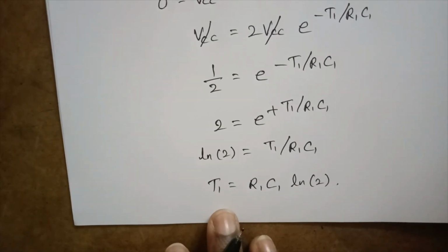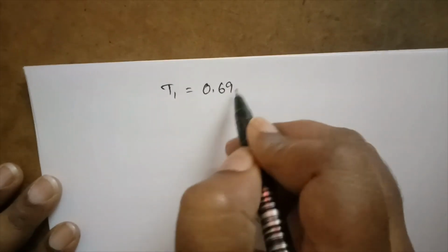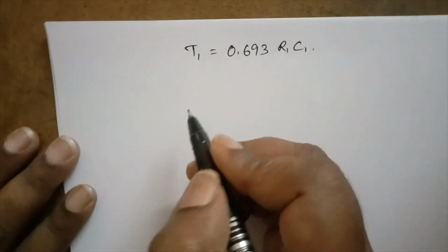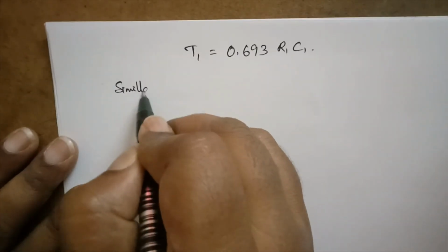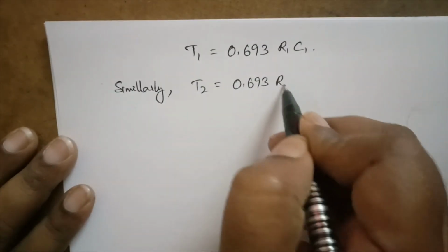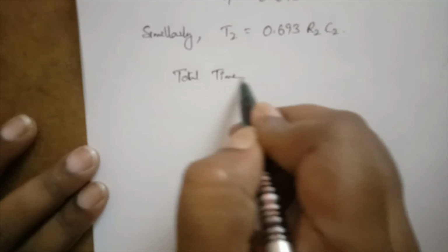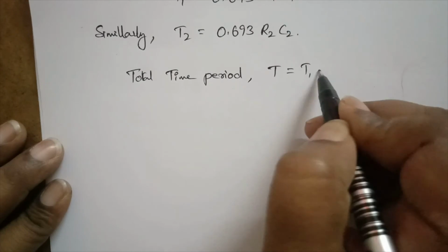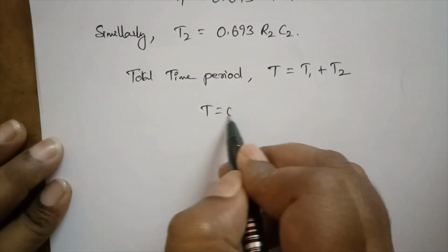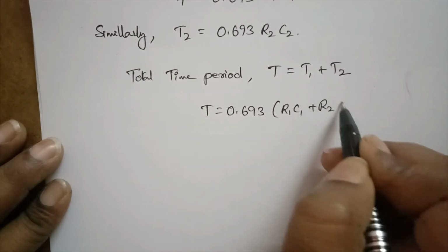Okay. Now what is this T1 value? The ln of 2 value is 0.693, so T1 is 0.693 R1 C1. Similarly, applying it for capacitor 2, we get T2 as 0.693 R2 C2. Now what is the total time period? The total time period of an astable multivibrator is given by T is equal to T1 plus T2. So we get 0.693 into (R1 C1 plus R2 C2).